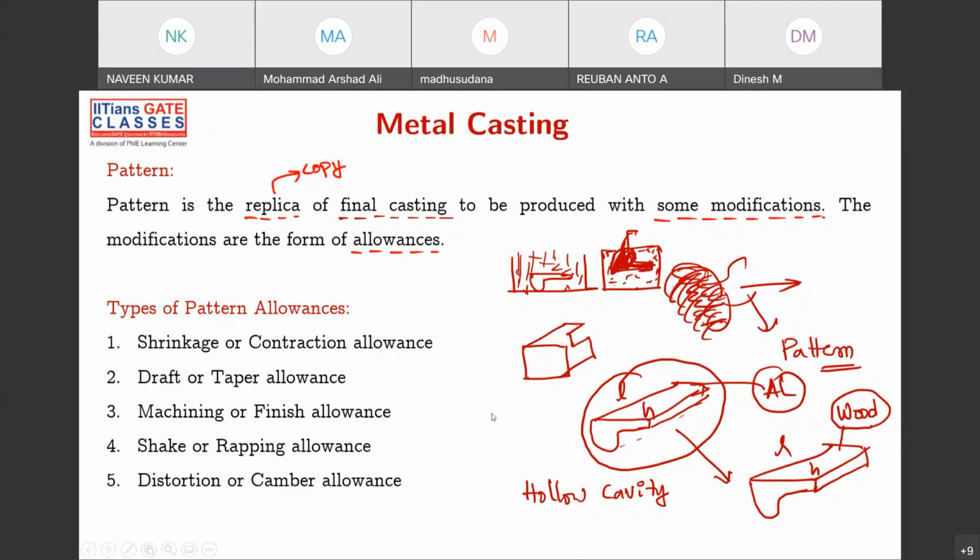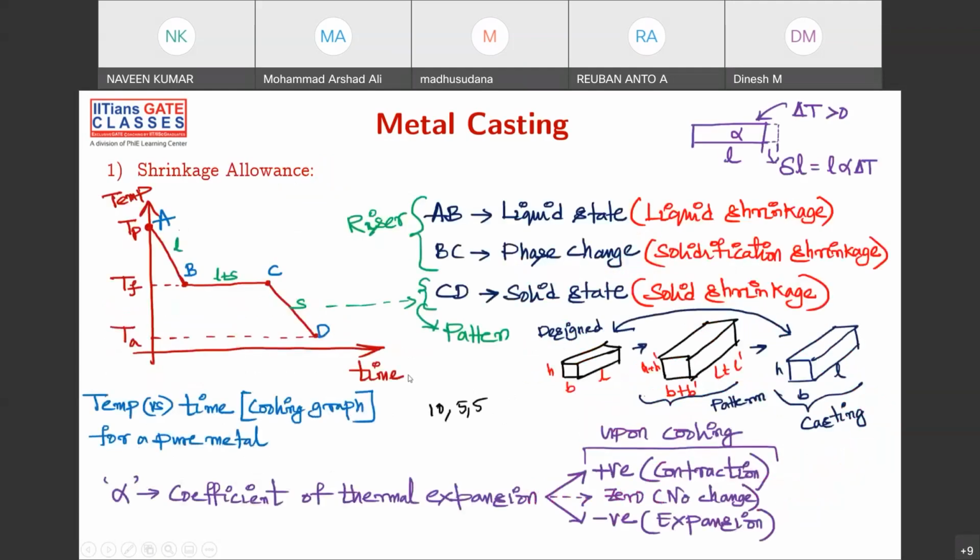The allowances that you have to provide on the patterns are: shrinkage, draft, machining, shake, and distortion. All these things we'll be discussing in the coming slides. Okay, so before knowing the shrinkage allowance, we have to know this.